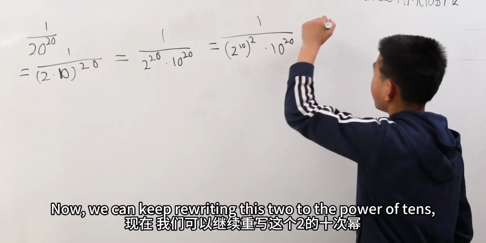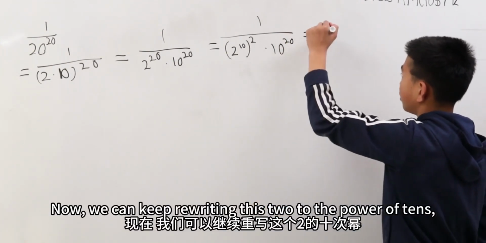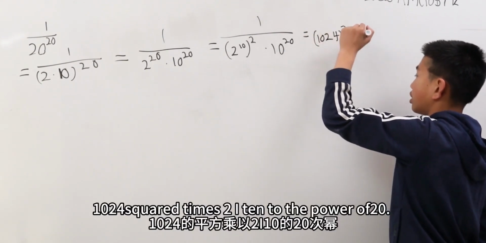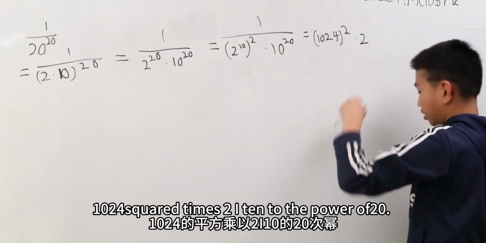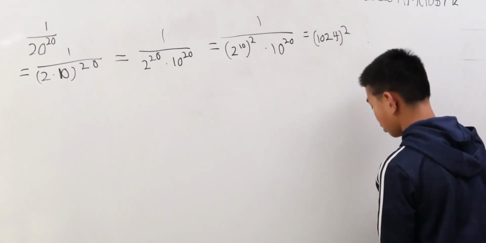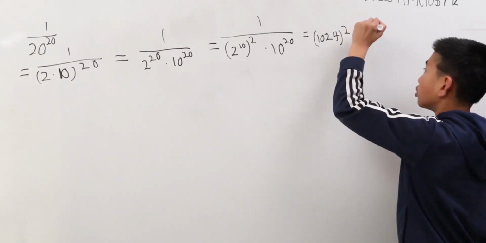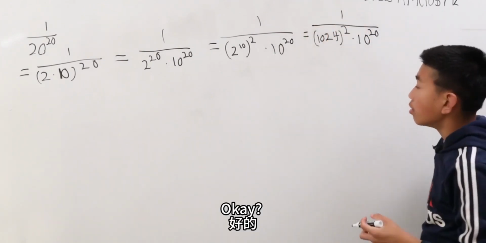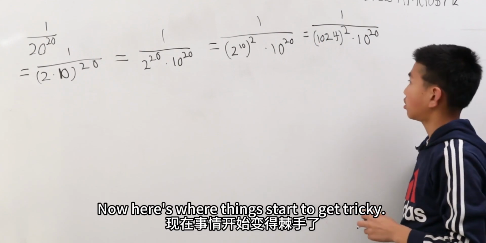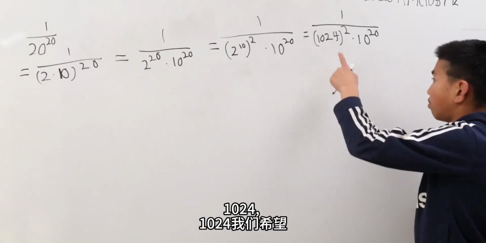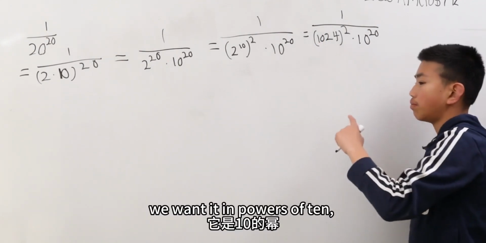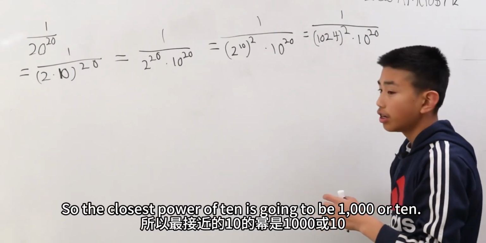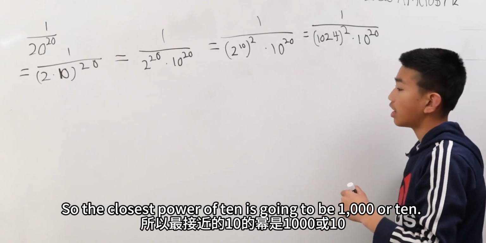Now, we can keep rewriting this. 2 to the power of 10 is 1024. So 1024 squared times 10 to the power of 20. Okay, now here's where things start to get tricky. We want 1024 in powers of 10, but it's clearly not. So the closest power of 10 is going to be 1000, or 10 cubed.